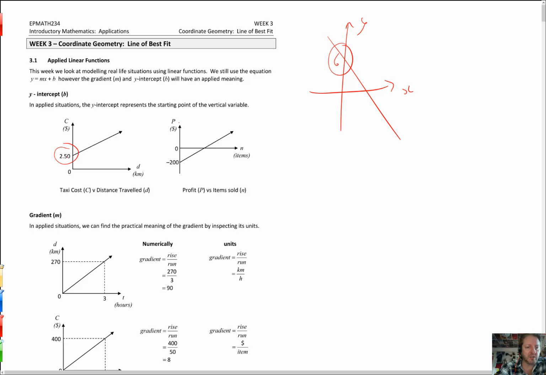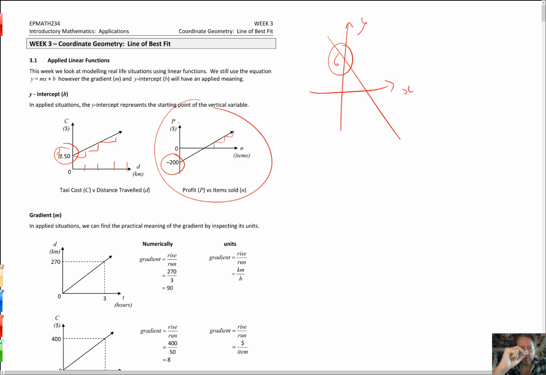Clearly this one's saying it's got a y-intercept of $2.50, which means when distance was naught, as soon as we hopped in the taxi, it cost us $2.50, and then for each kilometre we went, it jumped up by a certain amount. Well, that's gradient, the next bit. Another one for y-intercept. This one's another simplistic graph of profit versus number of items sold. And you can see that, well, it's a positive gradient, so for every item sold, the profit went up a certain amount. For every item sold, profit went up the same certain amount. Again, that's the gradient, which we'll look at next.